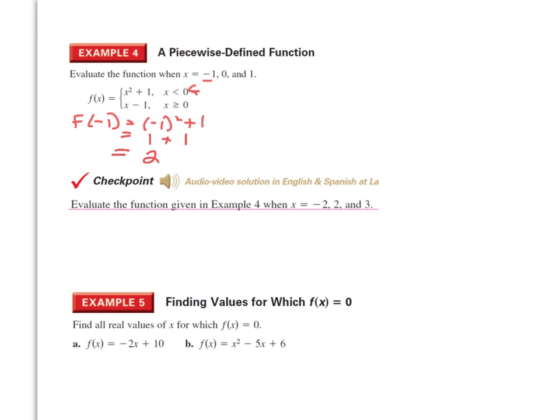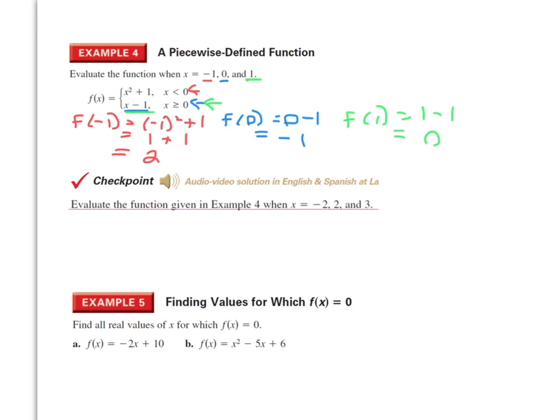All right, the next one I'm going to look at is the next rule. Now I want to know, where is x equal to 0? And if you look here, x is greater than or equal to 0, so that's the function I'm going to use. So f at 0 equals 0 minus 1, so it equals negative 1. All right, the final one I'm going to do is x at 1. So again, I'm looking at this one where x is greater than or equal to 0, which means 1 is in there. So I'm going to plug it into this one. So f at 1 is equal to 1 minus 1, which equals 0.